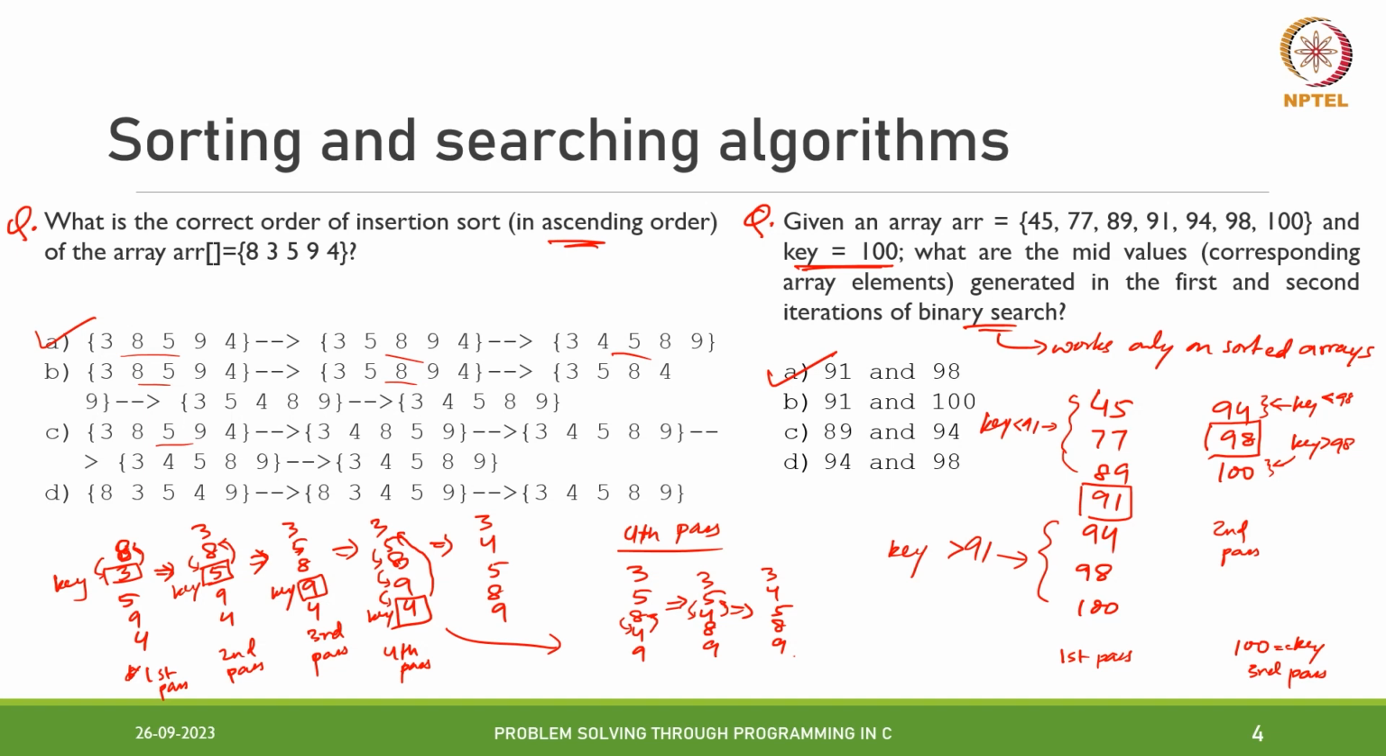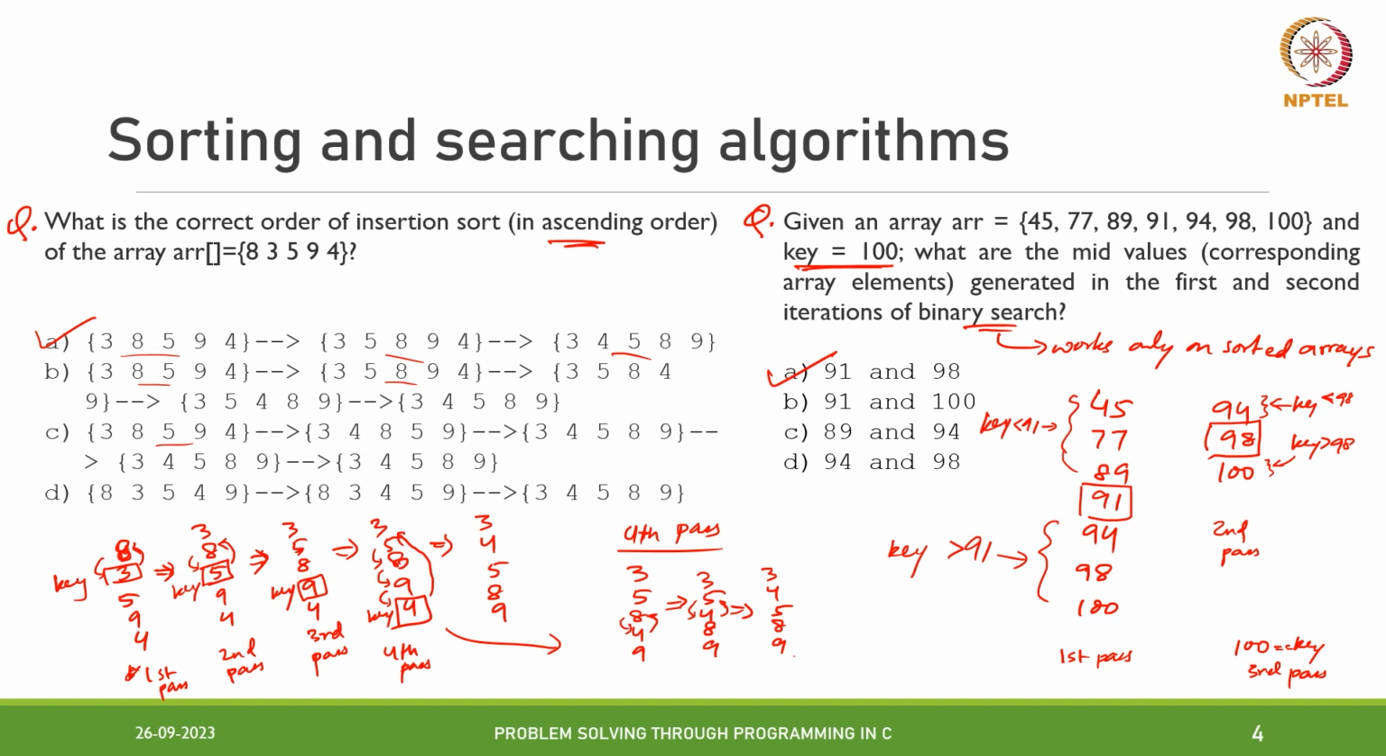If it is greater than 98, then it can occur only after 98, not before, because the array is sorted in ascending order. So we'll go to the part of the array after 98. Here we have only one element. Now we check the key against this element and we find that yes, the key matches. So we have found our answer.